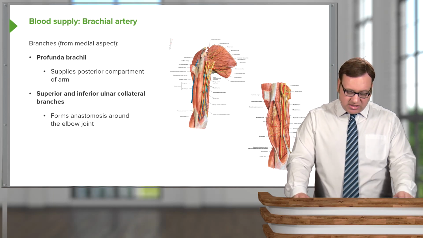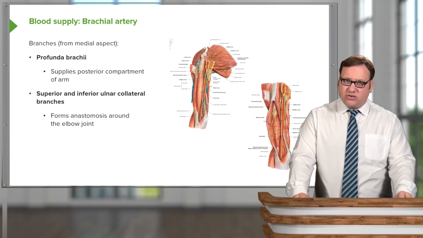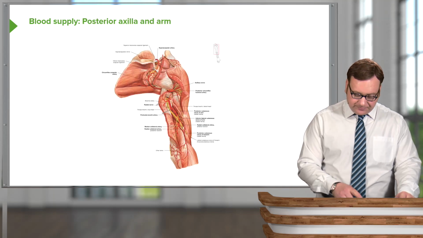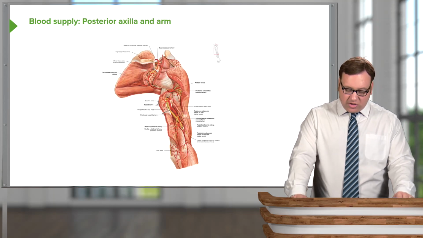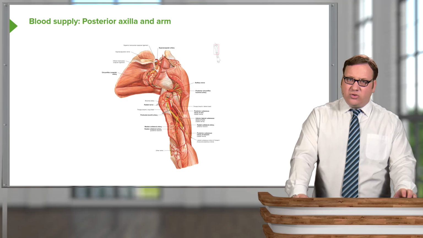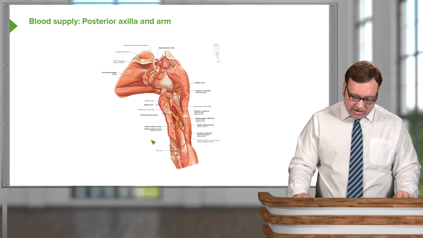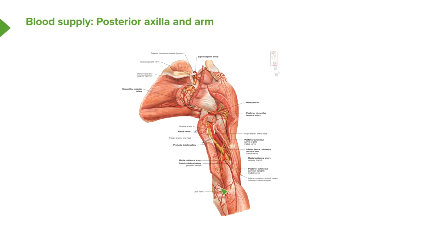But some of these branches come from the brachial artery. These are the superior and inferior collateral branches. So now let's look at the posterior aspect of the arm and also the axilla and some of these scapular branches that I've been talking about.